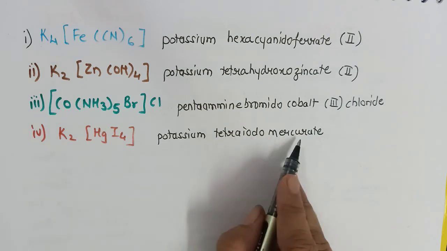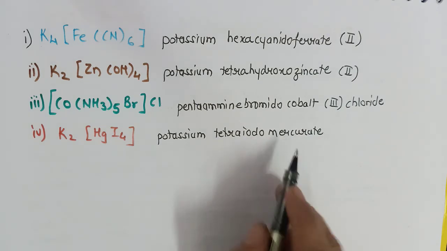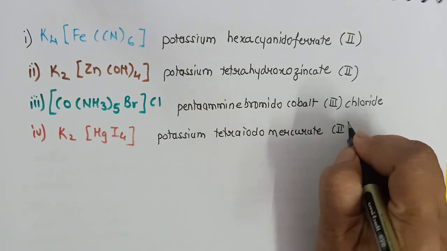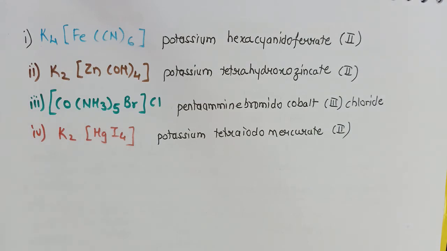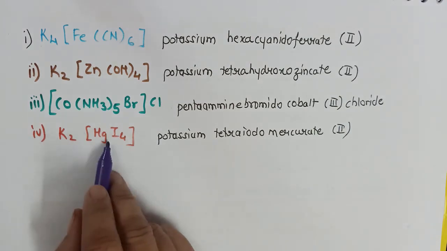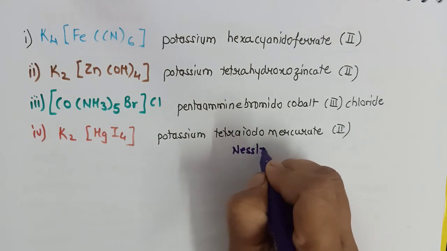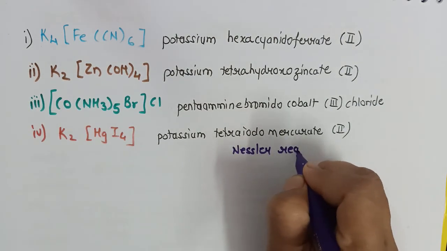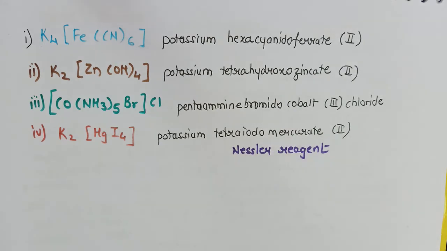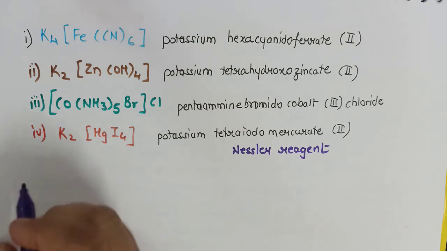Okay, there should be no space between complex ion. Its oxidation state is 2. Now this example, I will mark it as important one because this is a reagent called as Nessler reagent. So many times this question is asked you in your Viva. What is the formula of Nessler reagent? Okay, so we'll move to the next example.